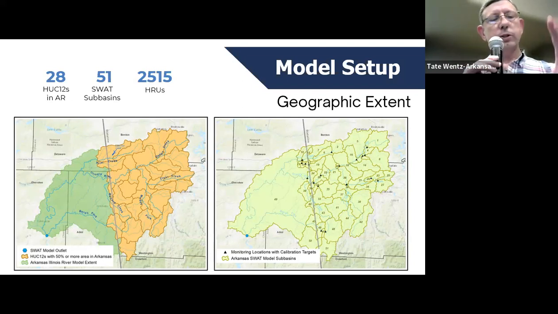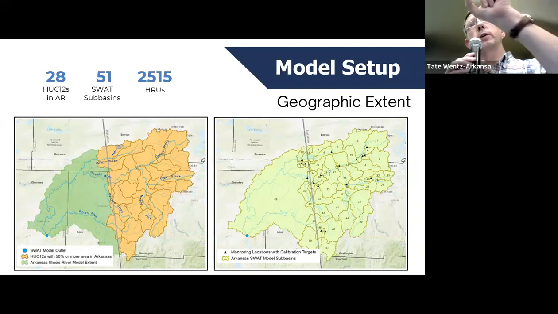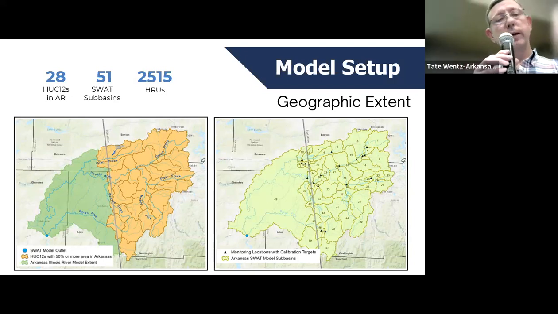And so we start by dividing things within those HUC 12s. Then we put an outlet at each HUC 12, because that's where we want output. Then we say, okay, for each monitoring station, we need output there. So we add outlets there. So you wind up with more subbasins.